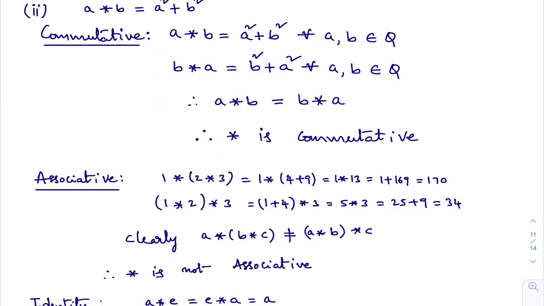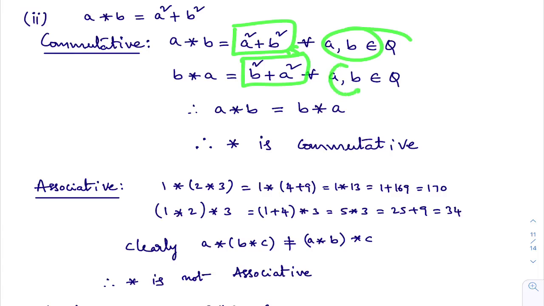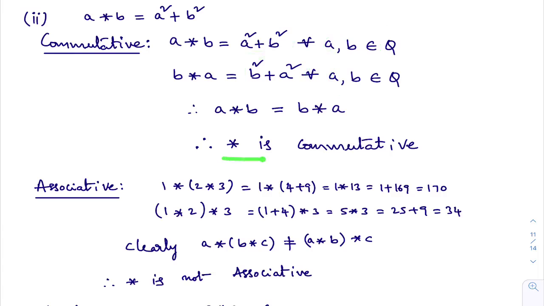So in this binary operation, I came to know that A star B is same as B star A. Therefore star is commutative. How do you know A square plus B square is same as B square plus A square? When A and B are any two rational numbers, A square plus B square is same as B square plus A square. You can understand this with your previous year's knowledge. Okay, so star is commutative.